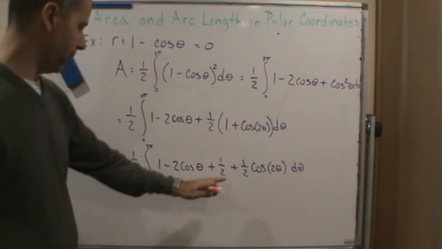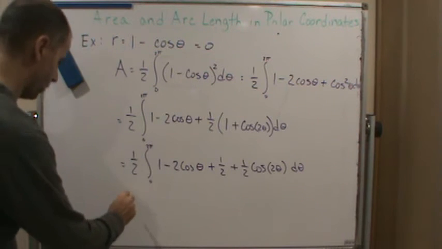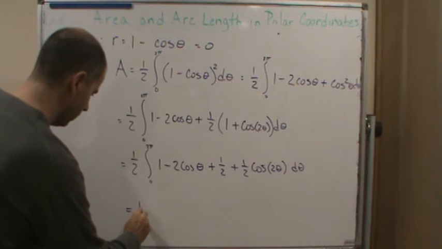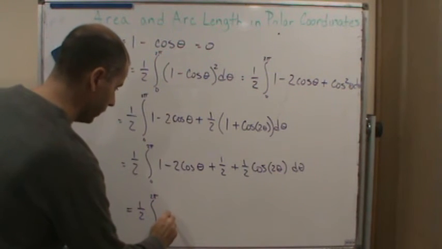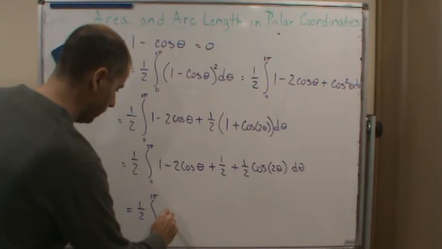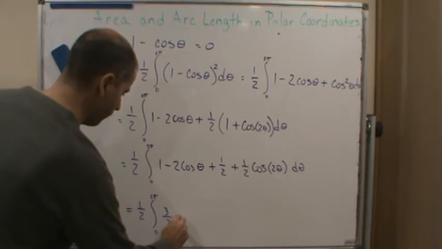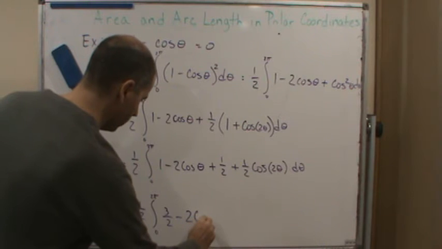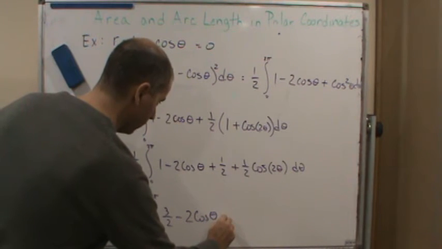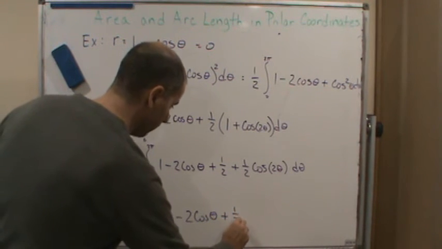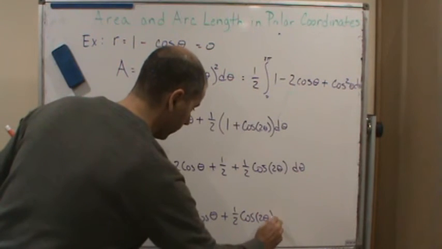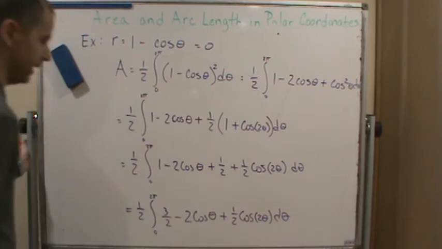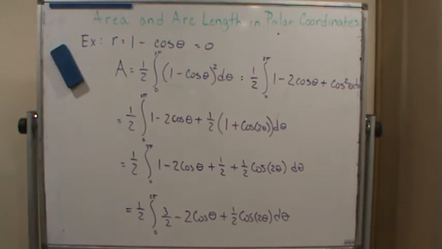Again, we can combine like terms. And so we get 1/2 the integral from 0 to 2 pi. This is going to give us 3/2 minus 2 cosine theta plus 1/2 cosine 2 theta d theta. And now we're ready to integrate.